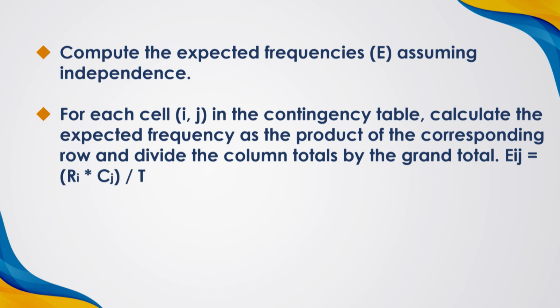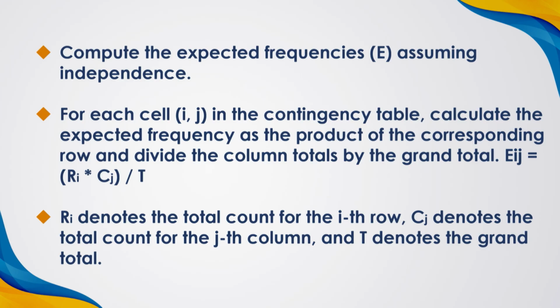So for each cell (i, j) in the contingency table, calculate the expected frequency as the product of the corresponding row total and column total divided by the grand total: Eij equals Ri times Cj divided by T. The way you calculated in the earlier cases, you are doing the same, but here you need to concentrate on your respective row and respective column properly. Here Ri denotes the total count for the ith row, Cj denotes the total count for the jth column, and capital T denotes the grand total.